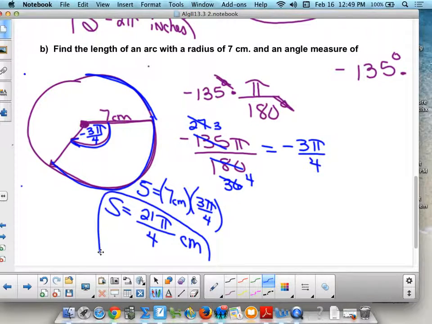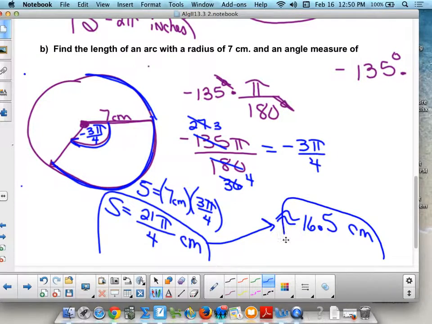How long is it from there to there? That's why I always kind of punch it in. And when I punch it in, I get the approximation. Wasn't it 16.5 centimeters? 17 or 16.5 centimeters, or if you want the exact answer, it's 21 pi over 4 centimeters. Okay?